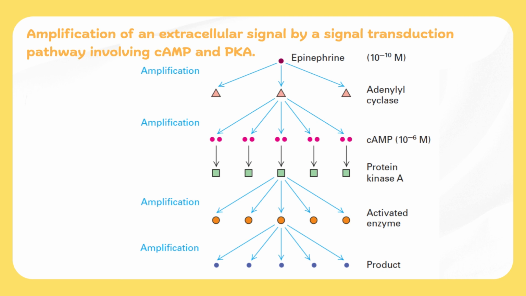Two cAMP molecules activate one PKA, but each activated PKA phosphorylates and activates multiple target proteins. This second level of amplification may involve several sequential reactions, in which the product of one reaction activates the enzyme catalyzing the next reaction. The more steps in such a cascade, the greater the signal amplification possible.